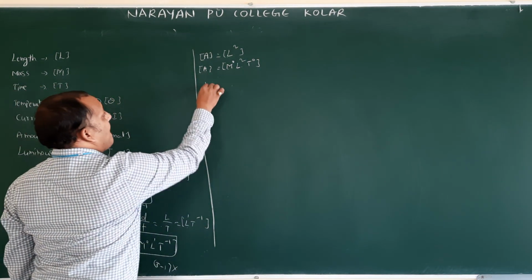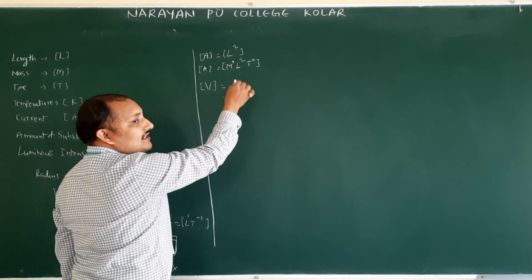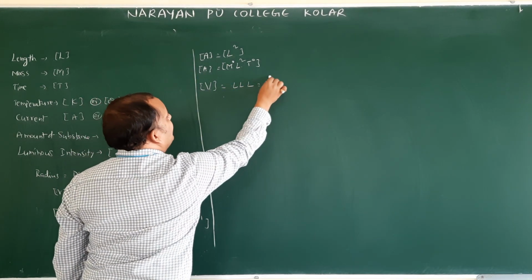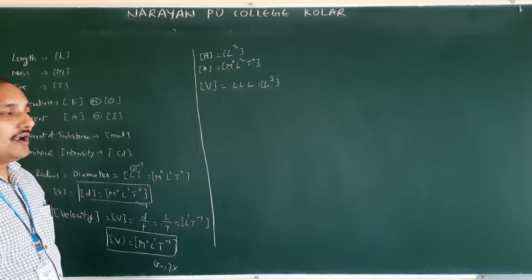Next, volume. Volume is equal to length into breadth into height. Length, breadth and height all come under length. So L into L into L, that is nothing but L cube. That is the dimension formula for volume.